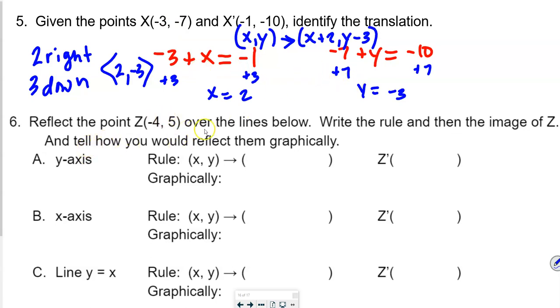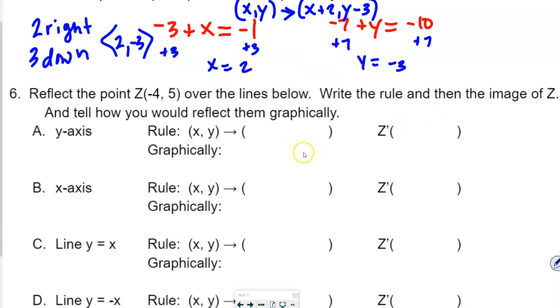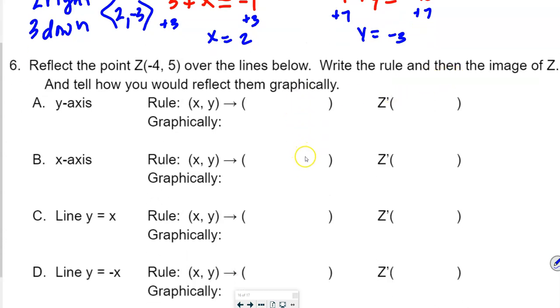All right, the next one says reflect the point Z over the lines below. Write the rule and then the image of Z. Tell how you would reflect them graphically. Okay? So if we're reflecting over the y-axis, if you remember, I told you guys that you change the x, right? So this would be -x comma y. So our new Z would be 4 comma 5. And what would that look like graphically? So we were 4 to the left, so aren't we going 4 right of the what? The y-axis, okay? So you're just moving your point 4 right of the y-axis.